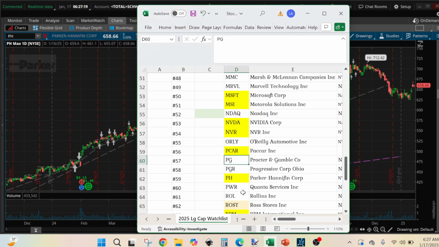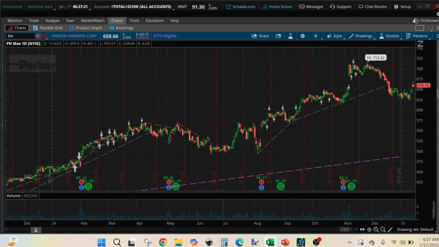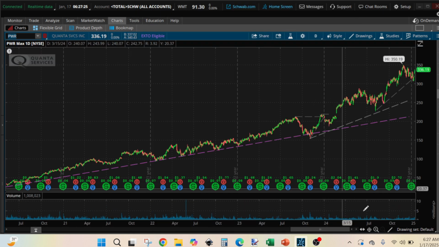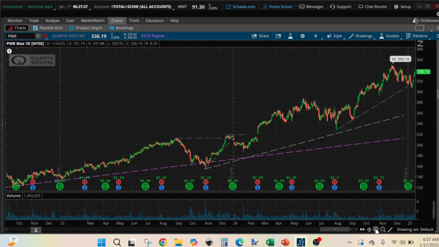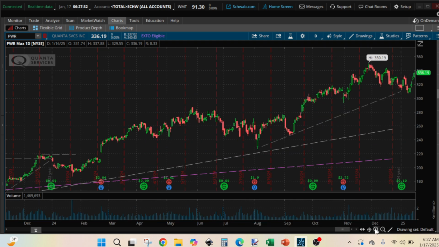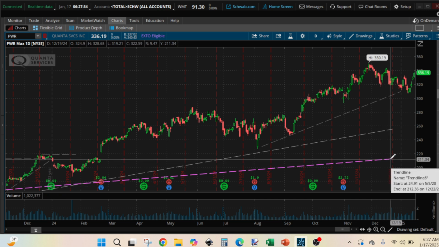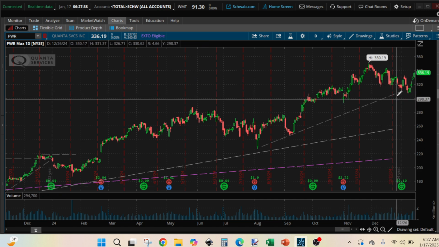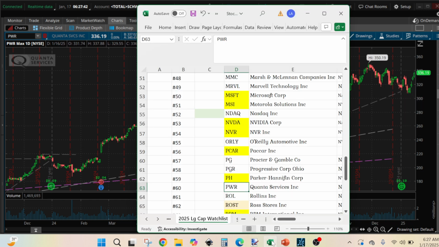The next one is PWR. PWR, we like to buy it at the purple line, but right now it's far from it. It's not going down yet. Seems to be following this trend line here, so we'll just wait on it.